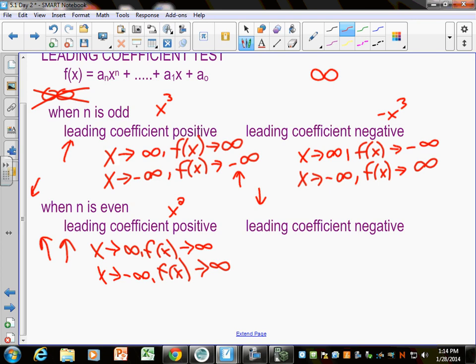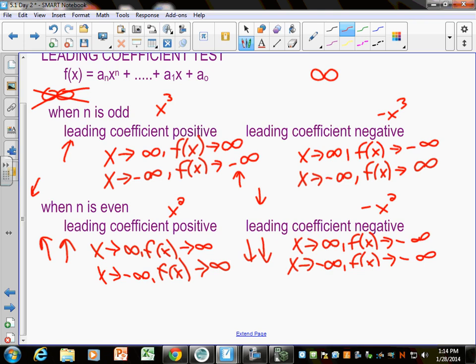Looks like an eyeball. If the leading coefficient is negative, we know that when you put a negative in front of a quadratic, it flips it over. So both arrows are going to point down. So we would say as x goes to infinity, f of x goes to negative infinity, and as x goes to negative infinity, f of x also goes to negative infinity.